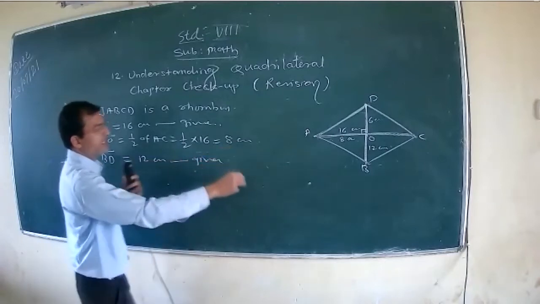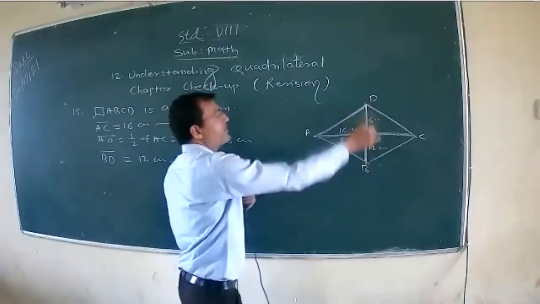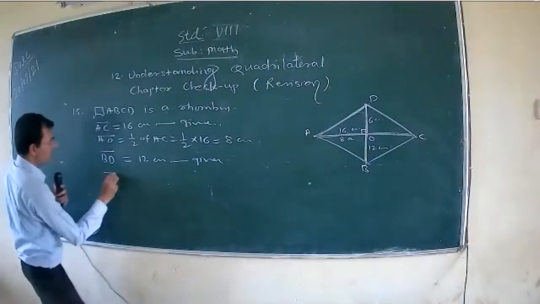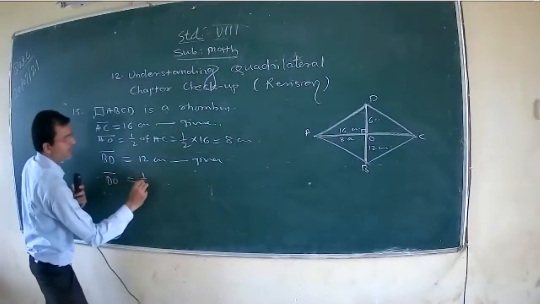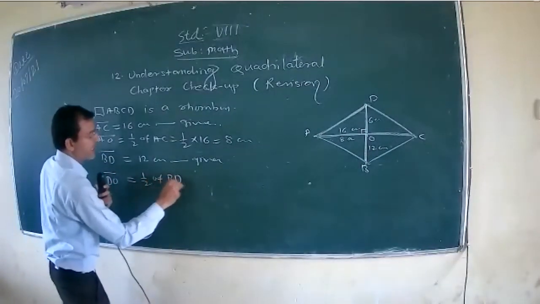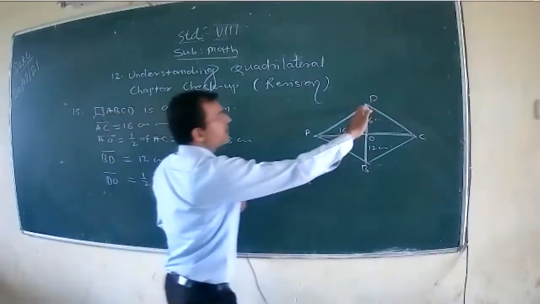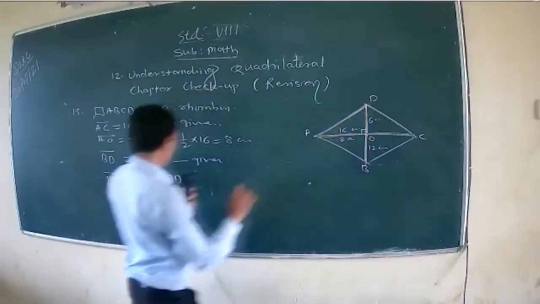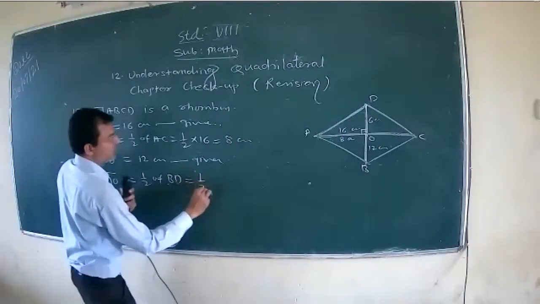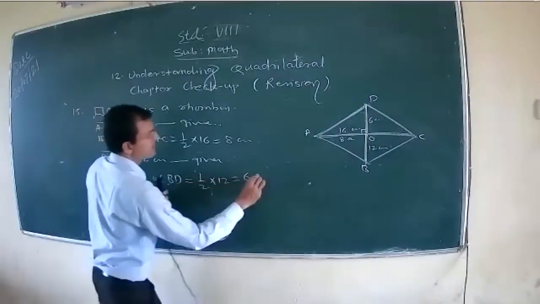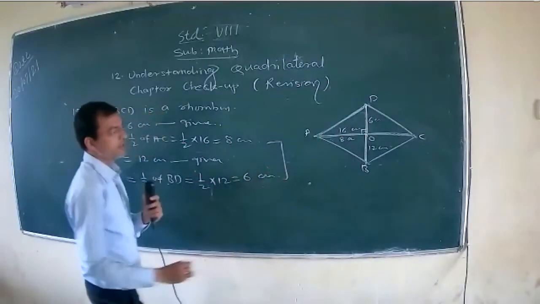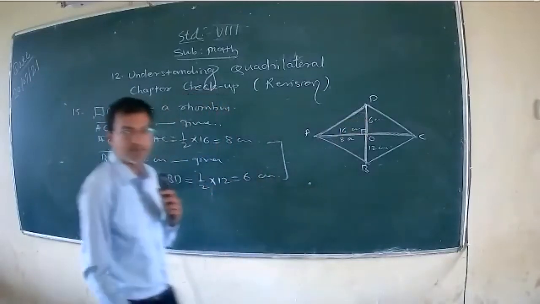ठीक है. BD दिया हुआ है 12. तो आपको ये find करना है DO. So DO is equal to, DO क्या रहेगा? Half of BD. देखो ना, ये जो DO है ये पूरे BD का half है. तो आप यहाँ लिख सकते हैं 1/2 into 12 is equal to 6 centimeter. आपको ये दोनों मिल गए. मतलब ये 8 मिला और ये 6 मिल गया.